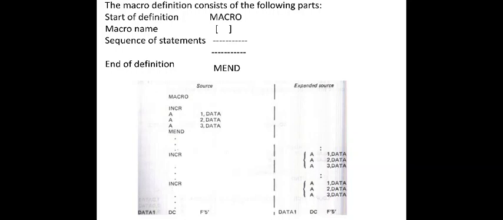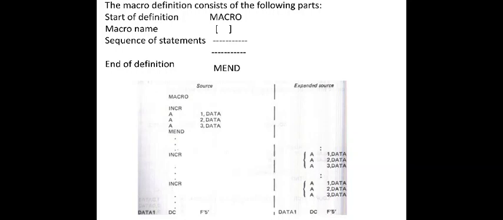Now, below you can see the source program of the previous example. We have written macro, which is the first line that represents the start of the definition. Then we have incr, that means increment. Incr is the macro name given, a user-defined macro, and in that we have the same 3 lines of code, and at the end we write MEND, that is macro end.